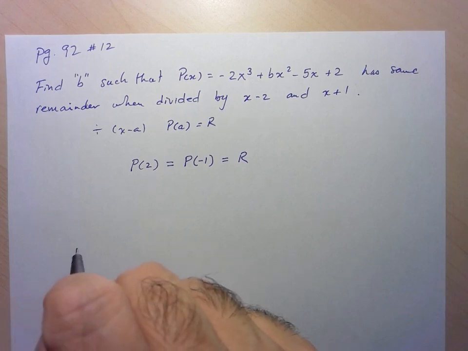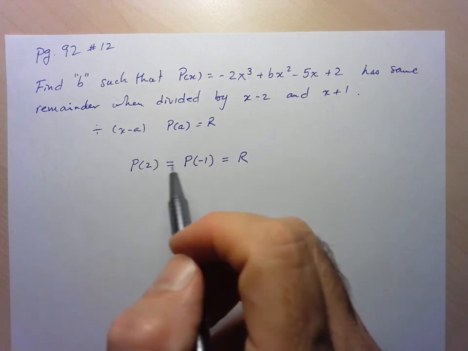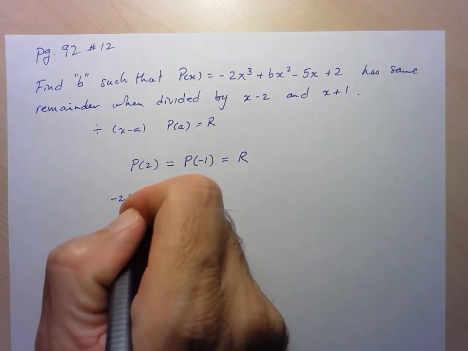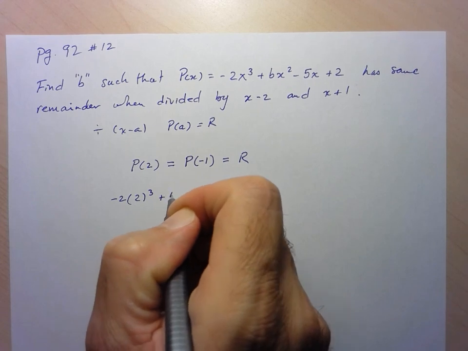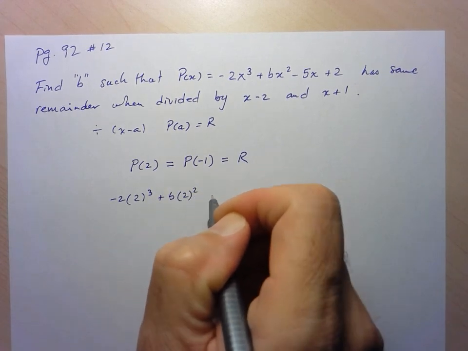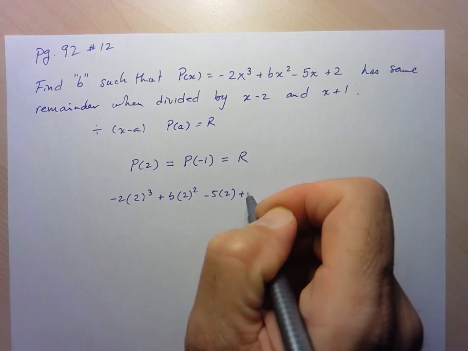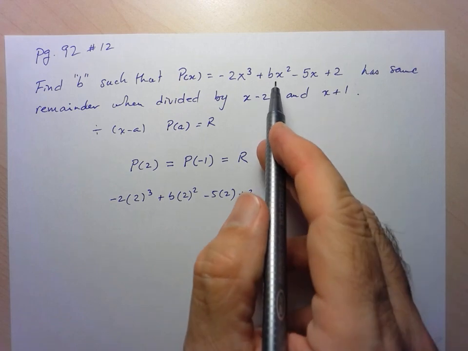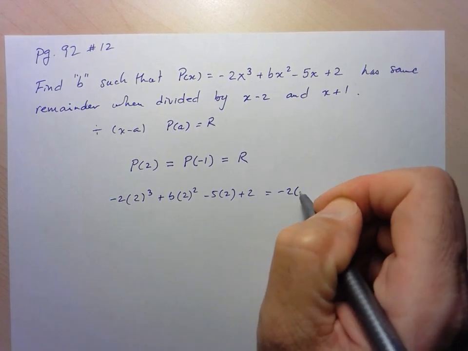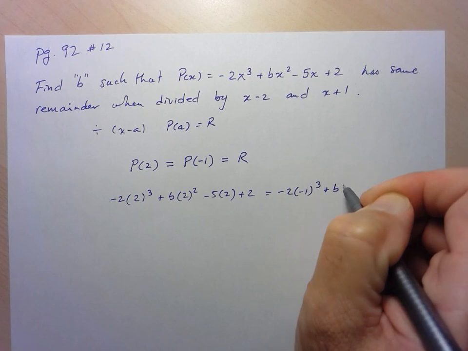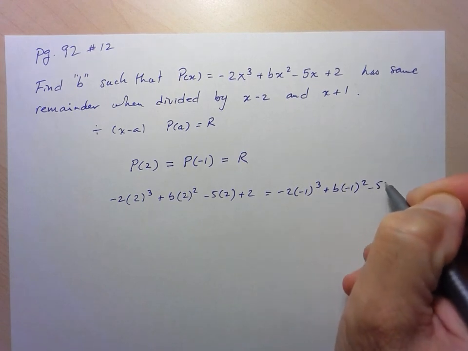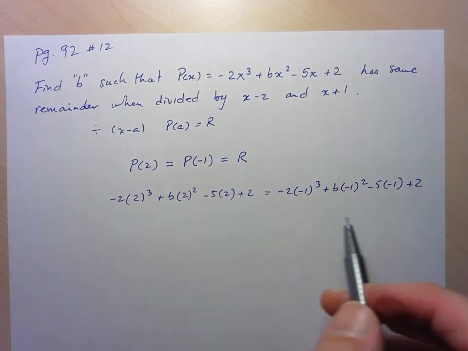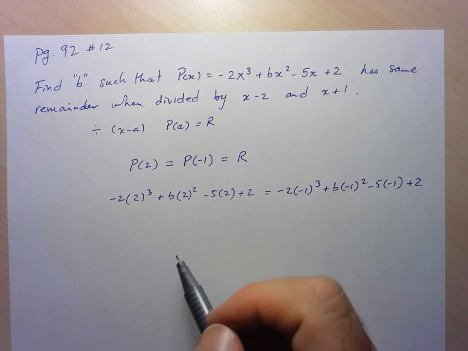So essentially all we have to do is find p at 2, find p at negative 1, and equate them. So let's do p at 2. So we have negative 2 times 2 cubed plus b times 2 squared minus 5 times 2 plus 2. And then on the other side, the other remainder is given by p at minus 1. So let's do the same thing with minus 1. So negative 2 times negative 1 cubed plus b times negative 1 squared minus 5 times negative 1 plus 2. Okay, and we notice here that we've just written an equation that has only one variable, so it'll be solvable.